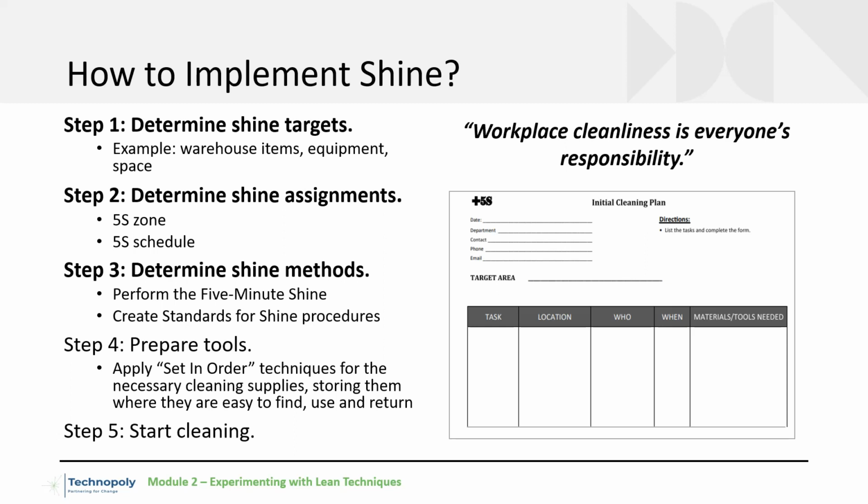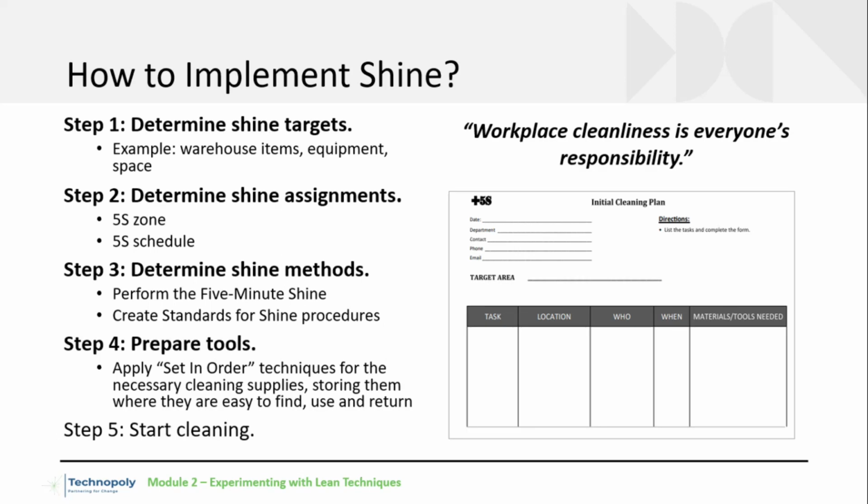Third, determine shine methods. Identify what it is to be clean in each area and perform the 5-minute shine. There is actually a lot that can be done in 5 minutes of focused cleaning. And then create standards for shine procedures so that people will know what procedures to follow in order to use their time efficiently. Fourth, prepare the tools and materials required. Apply set-in-order techniques for the necessary cleaning supplies, storing them where they are easy to find, use, and return.